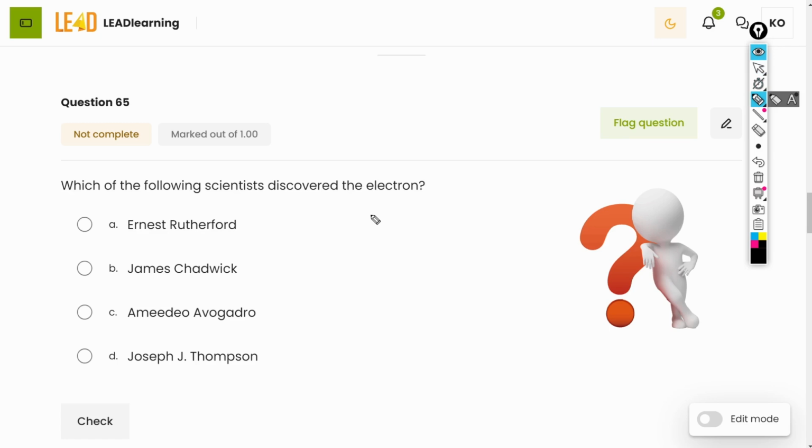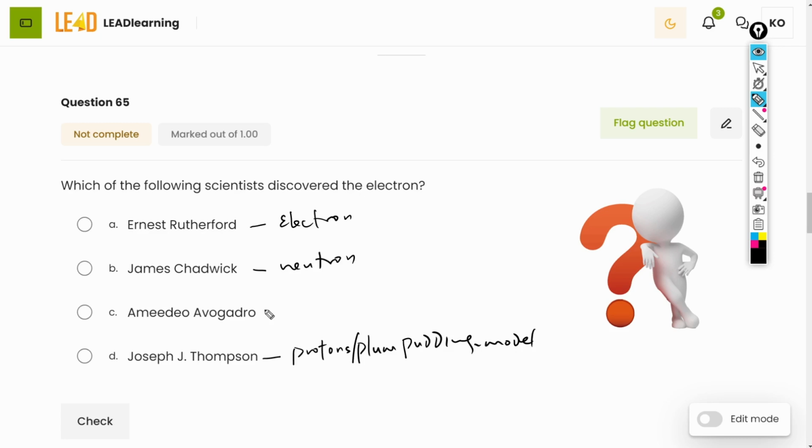Question 65. Which of the following scientists discovered the electron? Rutherford discovered the electron. James Chadwick discovered the neutron. Joseph John Thomson discovered the protons. Or if you like, the plum-pudding model of the atom. And then Avogadro has nothing to do with the atoms. Amedeo Avogadro has nothing to do with the atoms. So our answer is the option A.